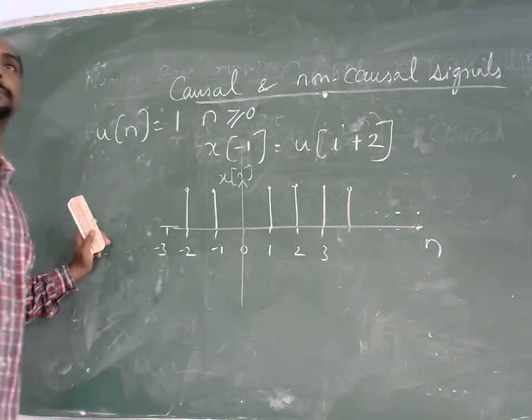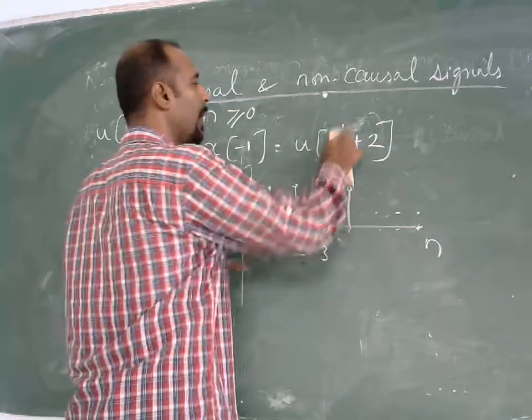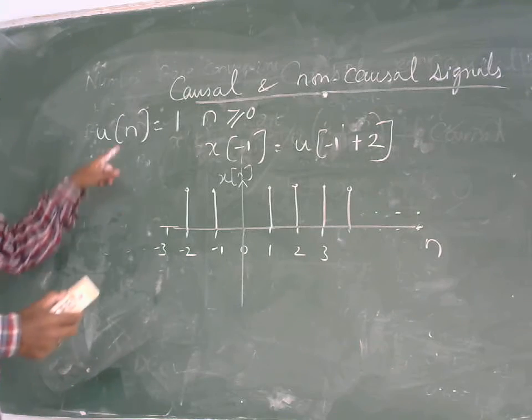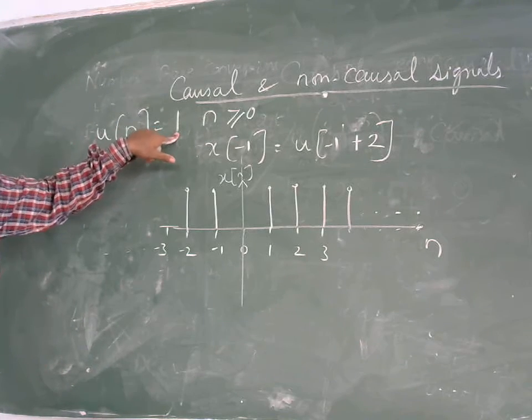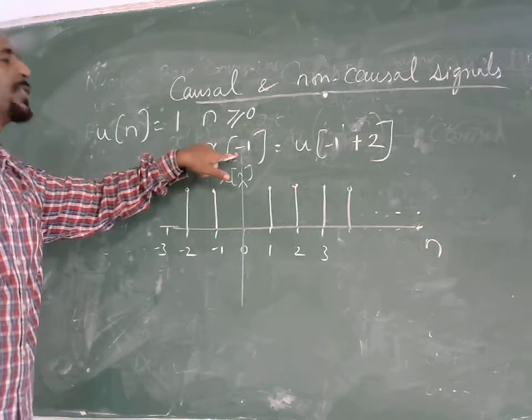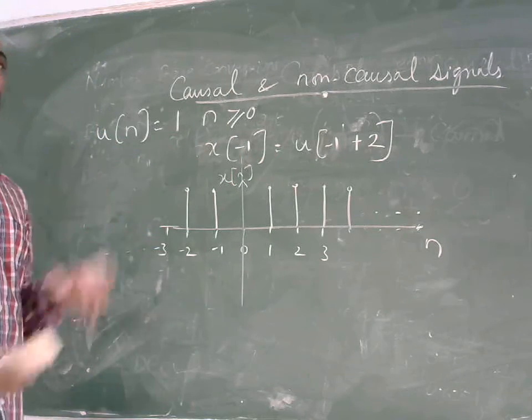N equals minus 1. So minus 1 plus 2 is how much? 1. So u of 1 will be 1. So therefore, the signal exists for negative values of n.